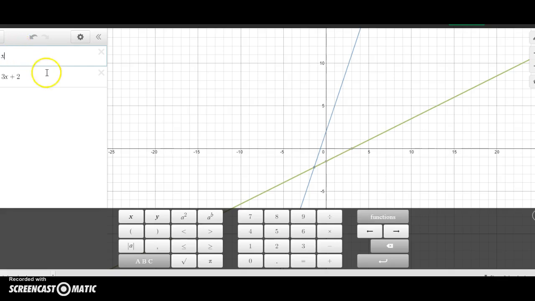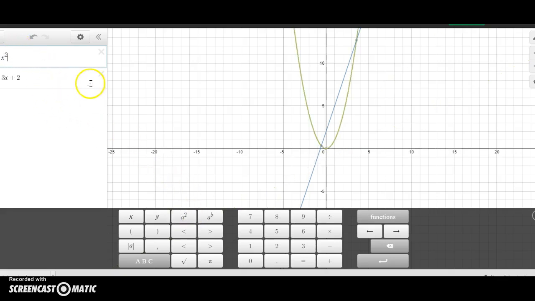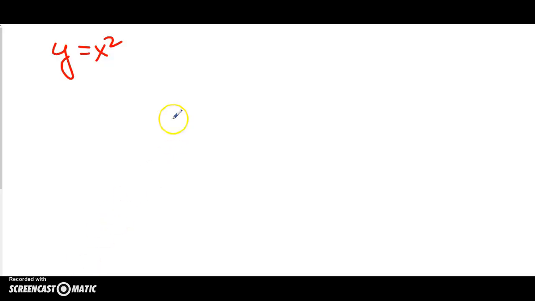Y equals x squared, so x squared, and then I can just get rid of this guy here. That's our basic parabola. Good, and we're going to draw the inverse here. So we're going to get the inverse going here, and for the inverse, change x for y, and then solve for y. So x equals y squared, and now we're going to solve for y.